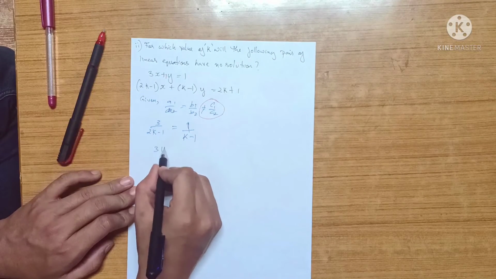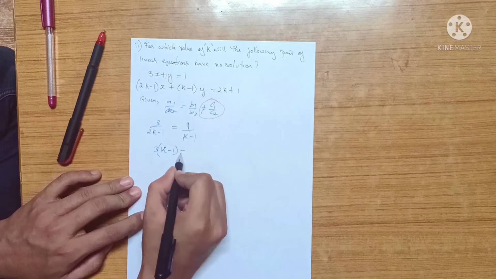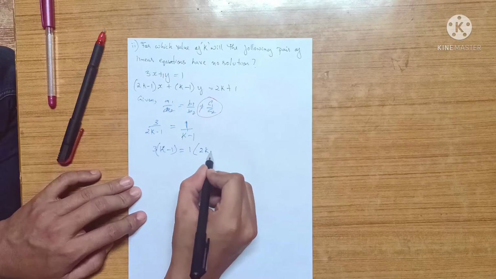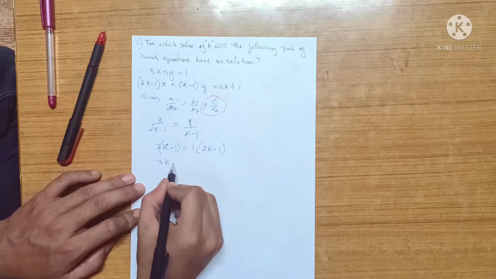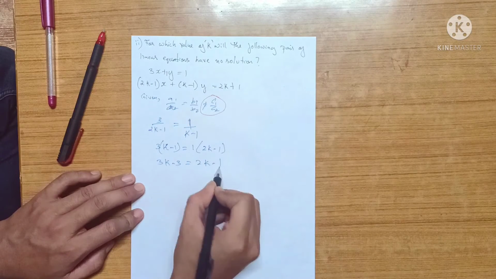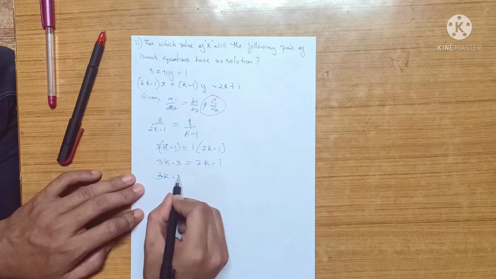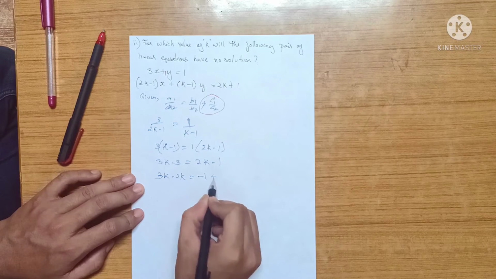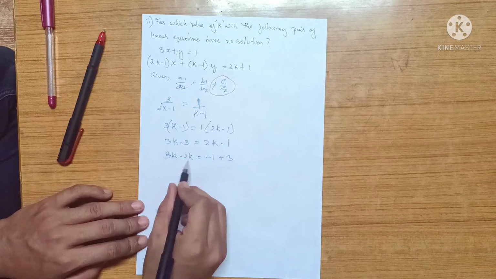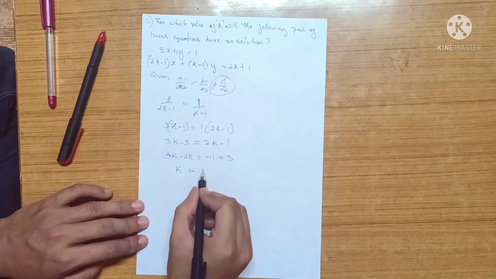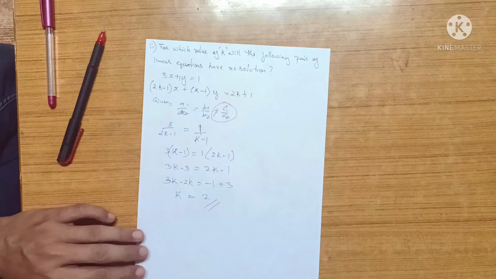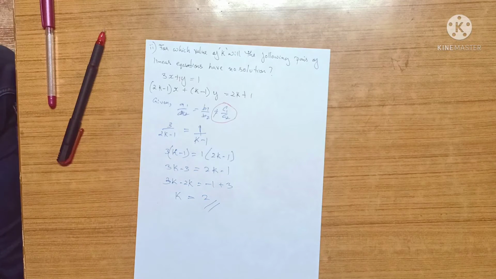So cross multiplying, 3 into k minus 1 equals 1 into 2k minus 1, 3k minus 3 equal to 2k minus 1. Now I'll bring the k's to one side and the numbers to the other. So 3k minus 2k equal to minus 1 plus 3. So 3k minus 2k is 1k, and this will be 2. So that's it. That's quite an easy question, I guess.